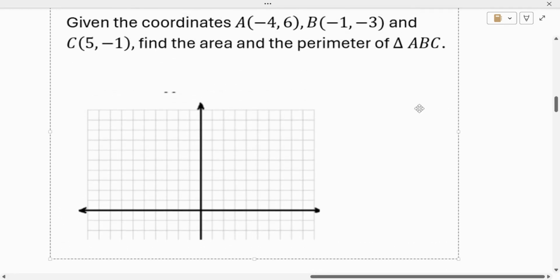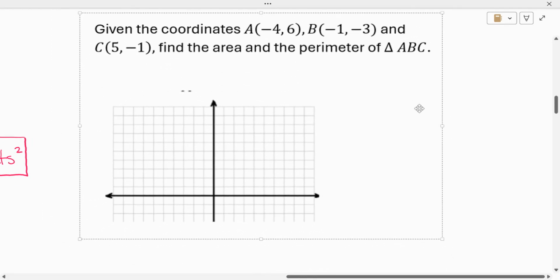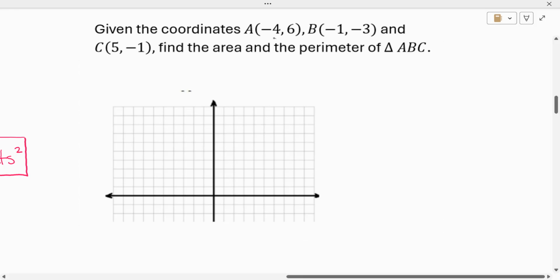So I know that some of us are still struggling with plotting points. Remember, I've been saying this every day. So this is negative. The x coordinate is negative. That means I'm going to start at the origin and go left. And then my y is positive. I'm going to go up. So left 1, 2, 3, 4, up 1, 2, 3, 4, 5, 6. So here's point A.